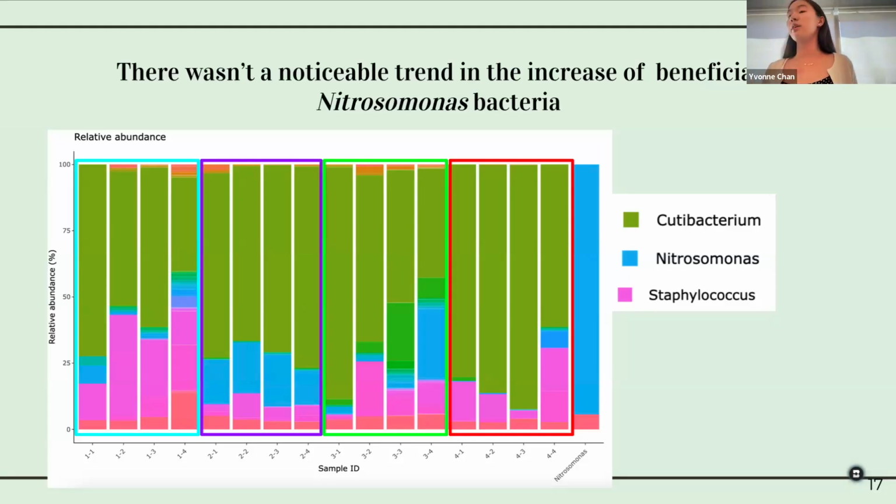And looking at the relative abundance chart, you can see that all participants had Cutibacterium acnes, but there wasn't an increase seen in dysbiosis or beneficial bacteria. And you can see on the very right, that is the control where I sequenced Nitrosomonas eutropha. And you can see that in all participants, they had minimal to a lot of Nitrosomonas.